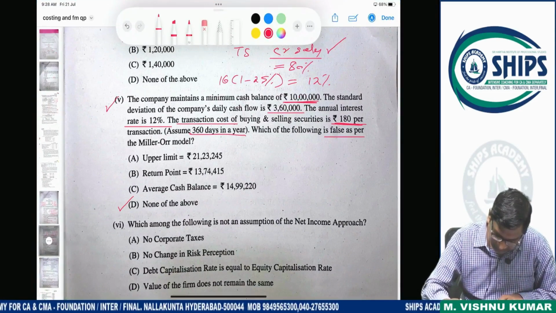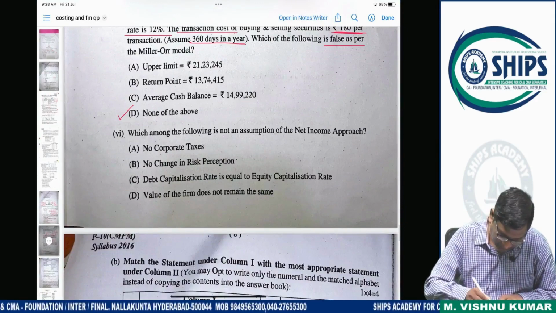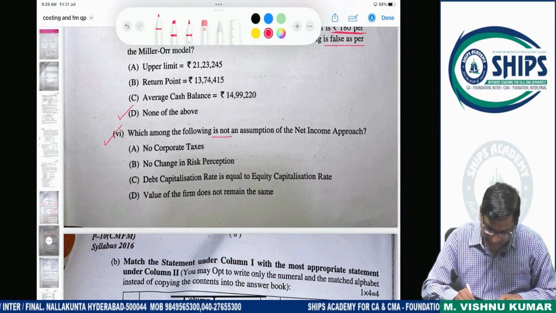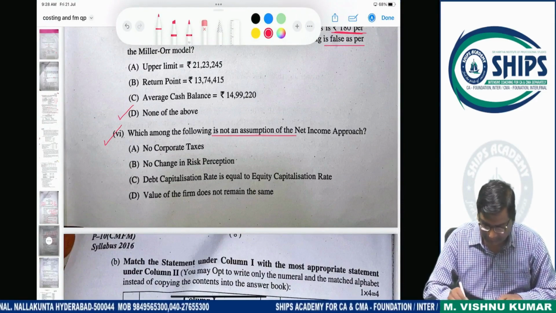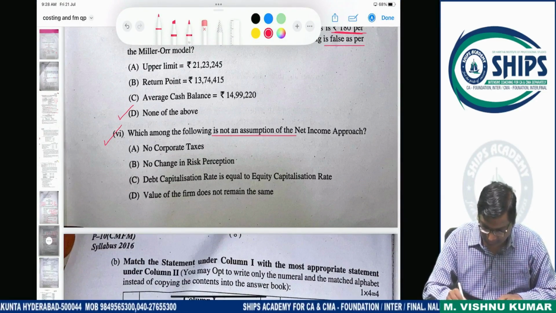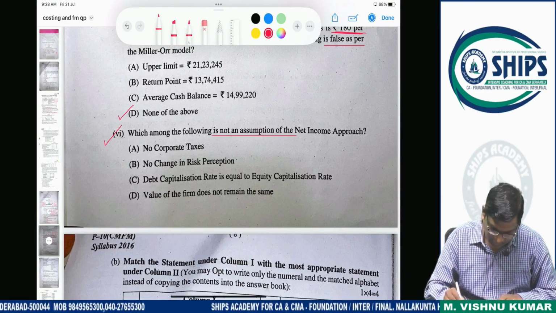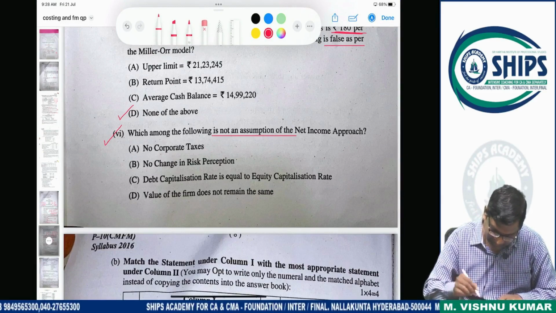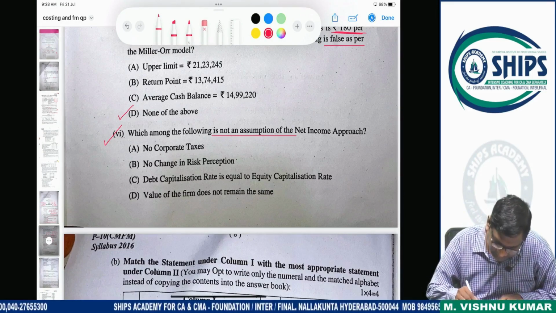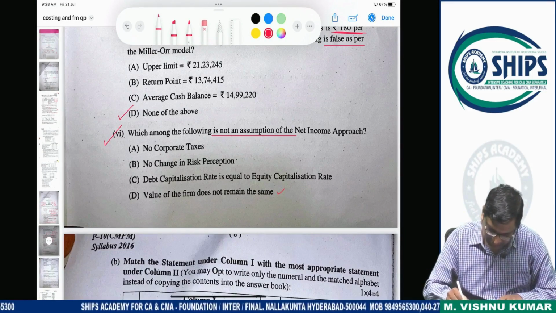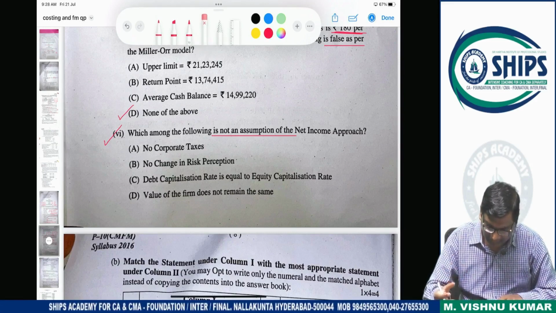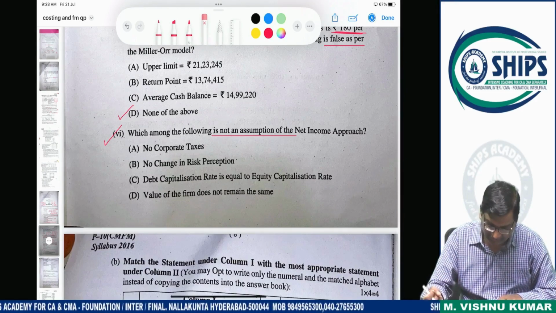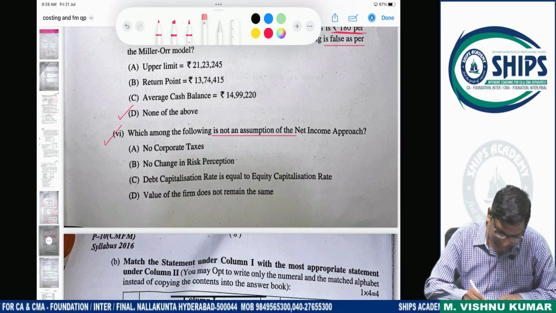Okay, now question number 6. Which among the following is not an assumption? Again, there is a problem here. Not an assumption of net income approach. So no taxes, this is an assumption in net income. No change in risk perception, this is an assumption. Value of firm does not remain same, this is also an assumption, because optimal capital structure will increase the value of firm. Non-optimal capital structure will not increase the value of firm. So answer will be C ultimately.